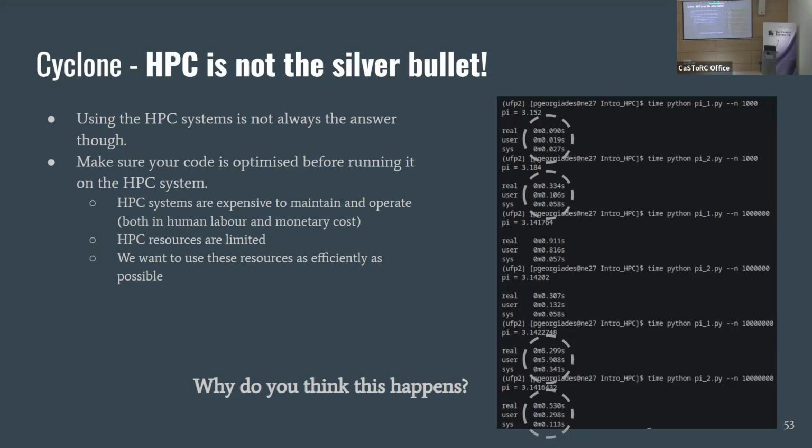And we also want to use these resources as efficiently as possible. So if your code can do the same thing in half an hour, why spend 20 hours running inefficient code and spending hundreds of euros in electricity per job?